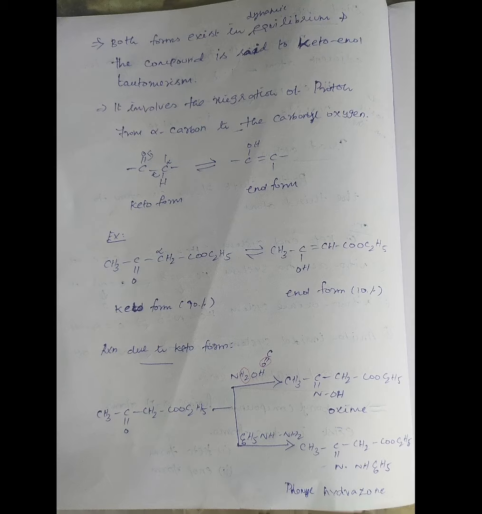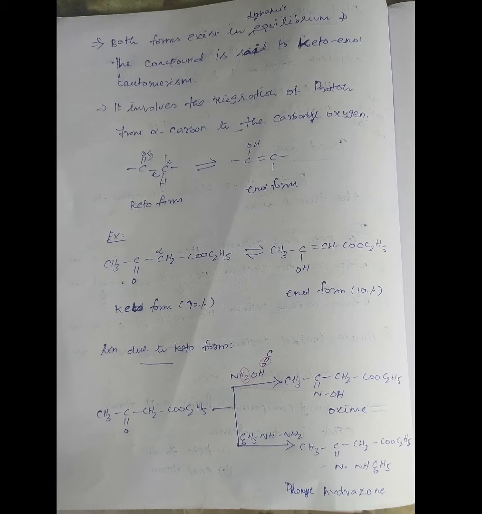So next, the reaction due to keto form. Acetoacetic ester reacts with hydroxylamine to form oxime. Here I show the reaction. I put the carbonyl group at the top of the hydroxylamine. So NH2OH reacts with the C double bond O, and water is removed. So what is the product? C double bond NOH, and the other part is unchanged. So CH3C double bond NOH CH2COOC2H5.